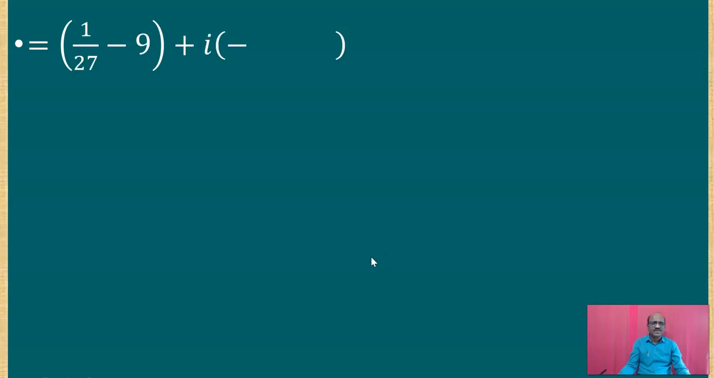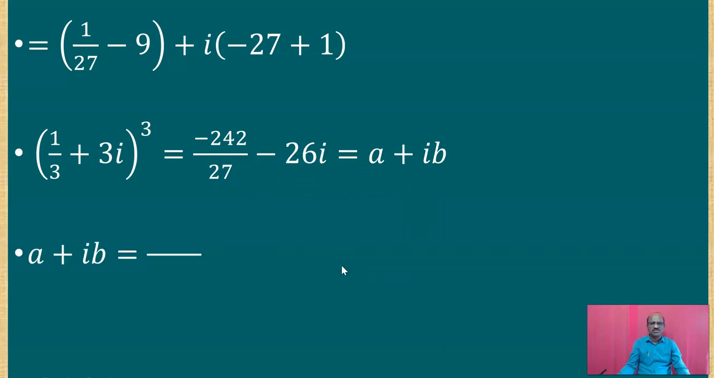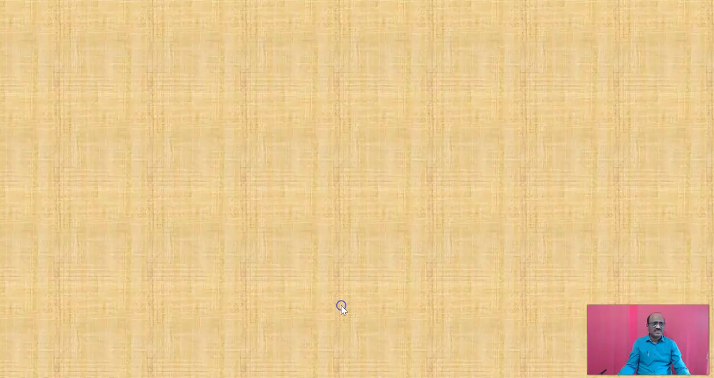If you simplify it, then collect the real terms and imaginary terms: 1/27 − 9 + i(−27 + 1). Here you will get −242/27 − 26i, and that is equal to a + ib. This is the required form. Therefore a + ib is equal to −242/27 − 26i.